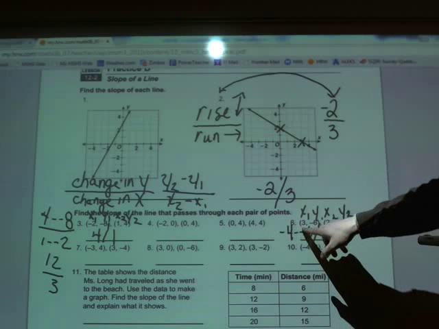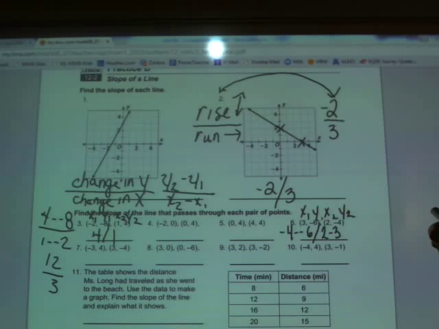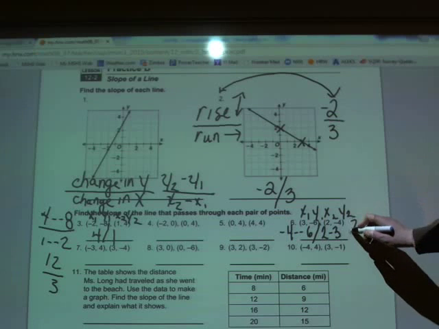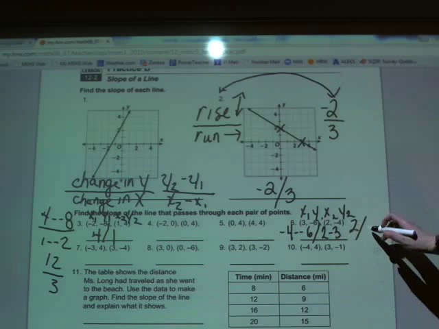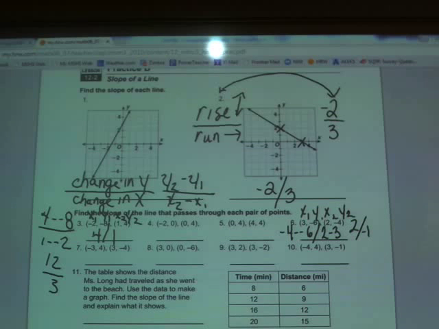Now, minus a negative here again is going to change into plus. So negative 4 minus negative 6 is really negative 4 plus 6, which is 2. 2 minus 3, that's negative 1. So the slope of the line that goes through (3, -6) and (2, -4) is 2 over negative 1, or negative 2, or negative 2 over 1.